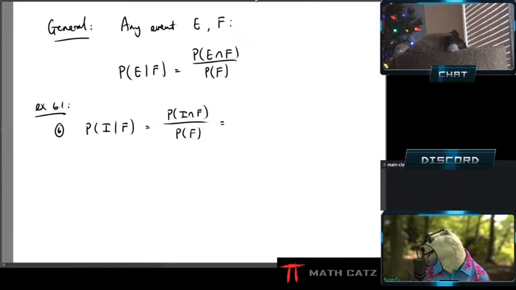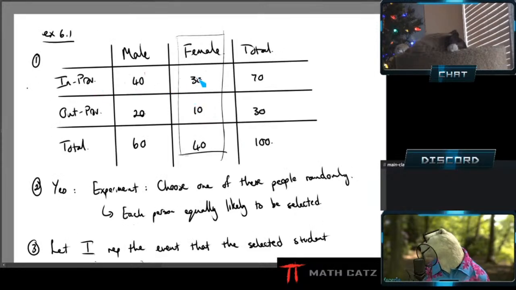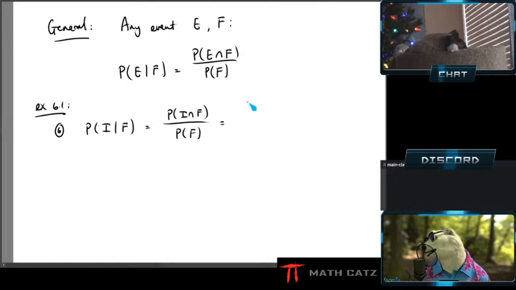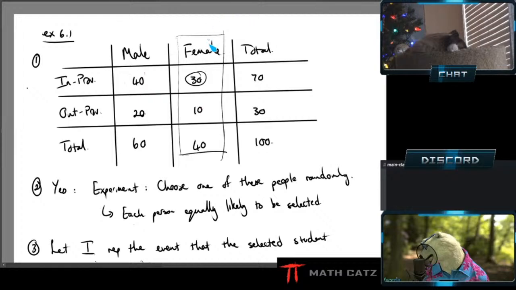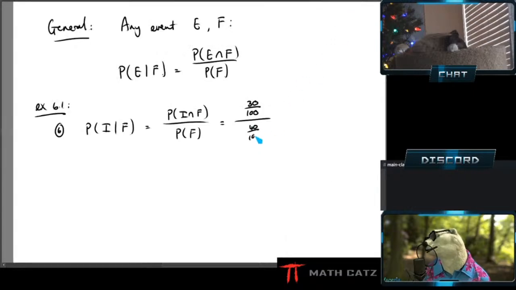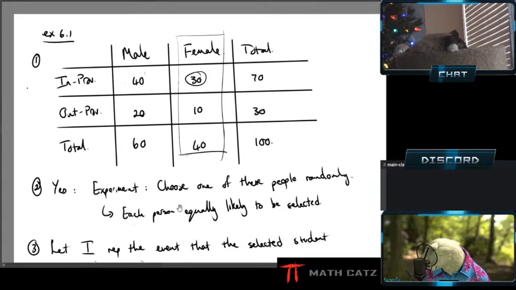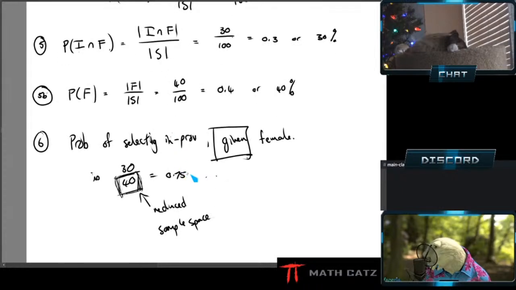Probability of in province and female. In province and female. It's this guy, right? It's conventional probability 30 over 100. Probability of female is 40 out of 100. I can then simplify this and I'll get 0.75 again. Same as this one, but this one I had the luxury of having all the numbers in my table, and that's not always going to happen. So the table is nice if they give me all the numbers.